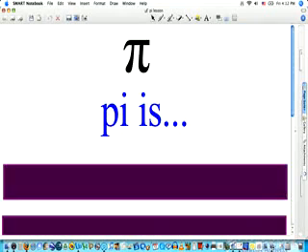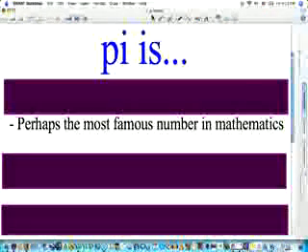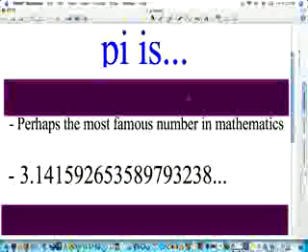This is a lesson about pi. Pi is perhaps the most famous number in mathematics. Pi is approximately 3.14159265 and so on.